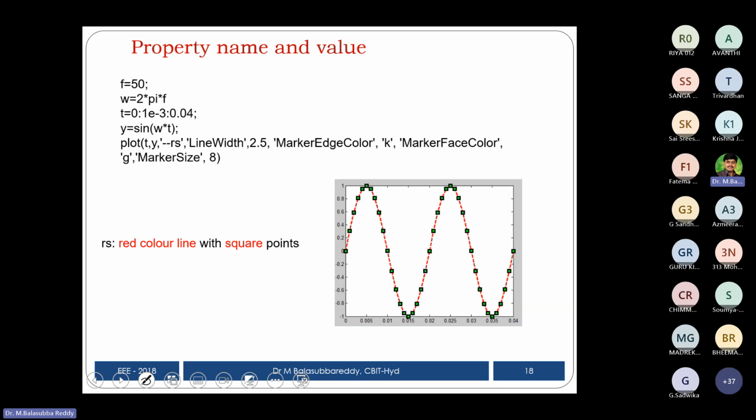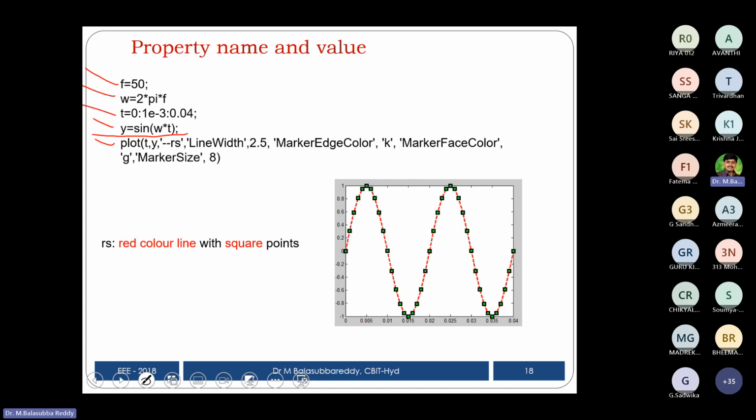Now the beauty of this: you can see this is also a sine wave, and the previous one is also a sine wave, but what is the difference? f is given as 50 Hz, omega is also 2 pi f, and t is again 2 full cycles, 0 to 0.04 is a full cycle. y is equal to sine omega t. Up to this is exactly the same as the previous code. Only in the plot command I added many of the features.